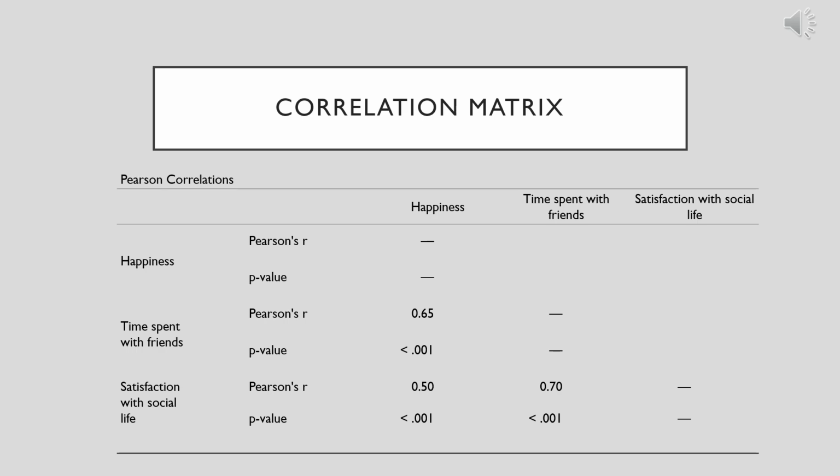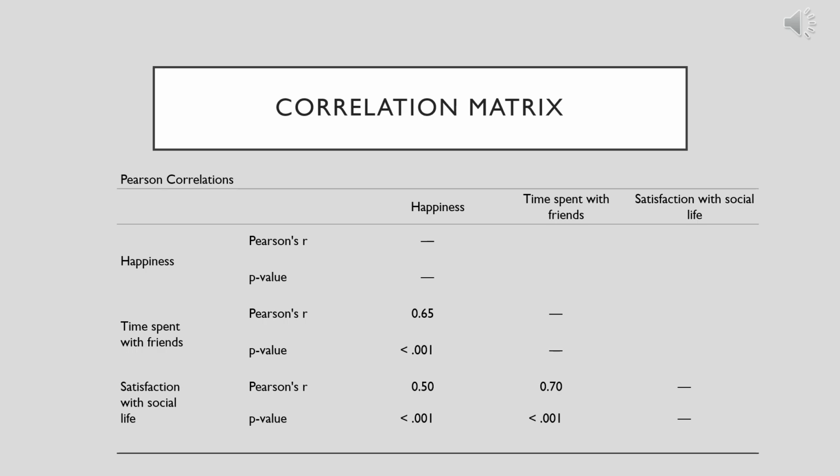Let's walk through this really quick because you see this stuff in research all the time, and it's a good thing to know how to look at this and interpret things. There are different rows and different columns, right? The first column is all 3 of our variables: happiness, time spent with friends, and satisfaction with social life. The row along the top also has happiness, time spent with friends, and satisfaction with social life.